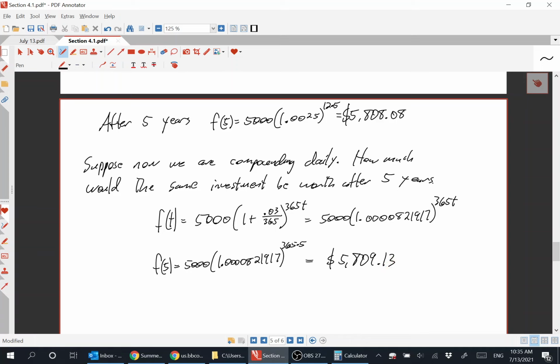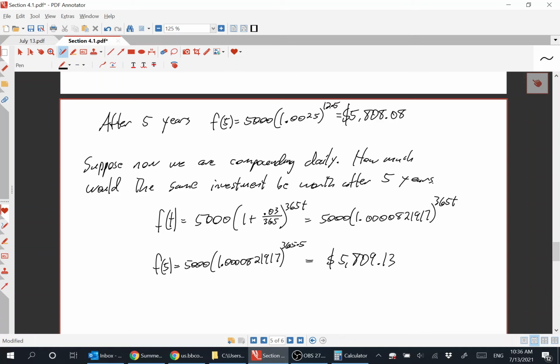So a gain of about $1. With more compounding periods, you get more growth. The difference between monthly and daily compounding is really not that much, but the difference between compounding once a year as opposed to monthly is somewhat significant. But the more compounding periods you have, the more growth there is in such an investment.